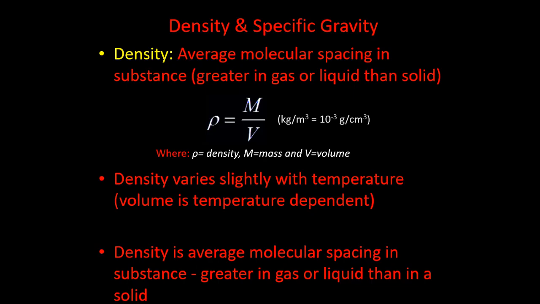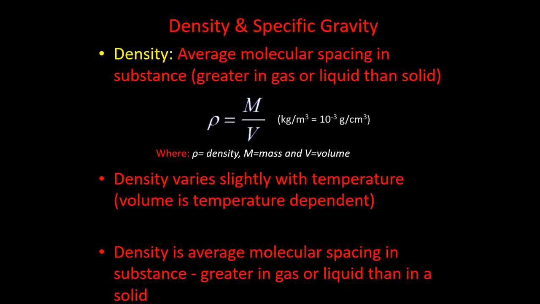Density tends to be given by the equation ρ for density is m over v. So ρ represents density, m represents the mass, and v represents the volume that your material is occupying. So density is m over v in kilograms per meter cubed. It can be expressed in grams per centimeter cubed, but for this class we'll try to keep ourselves in the realm of SI units of kilograms and meters.